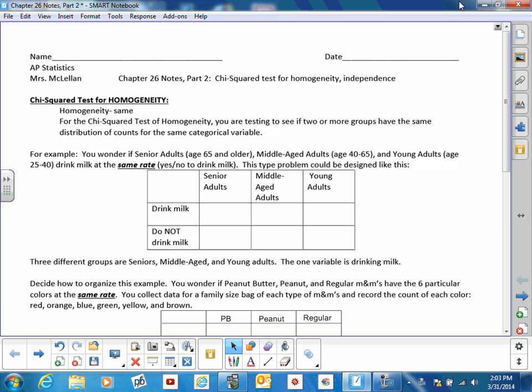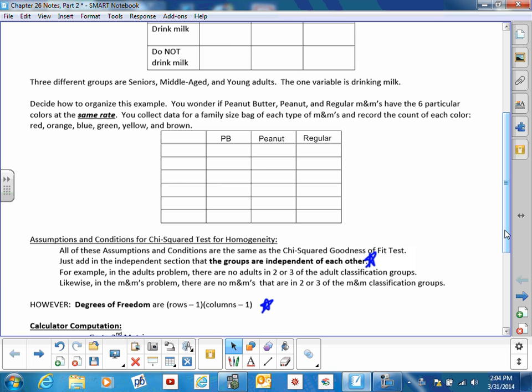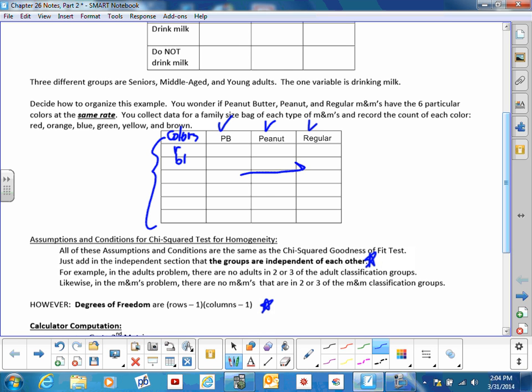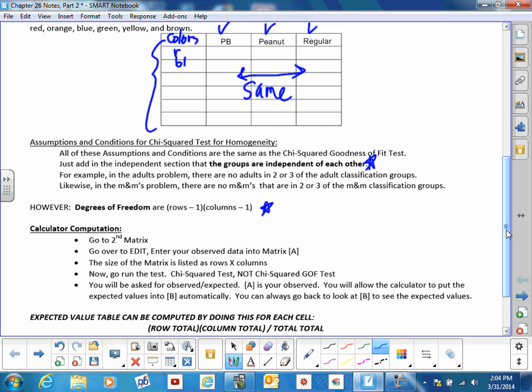Okay, first let's go ahead and summarize Friday's. I want to make a connection to what we're doing today. So, here we go. First thing is on Friday, we had talked about the chi-square test of homogeneity. And what we have with that is more than one group. For example, you would take your colors of M&Ms, and you had more than one group, the peanut butter, the peanut, and the regular. And you were seeing if the colors were happening at the same rate.